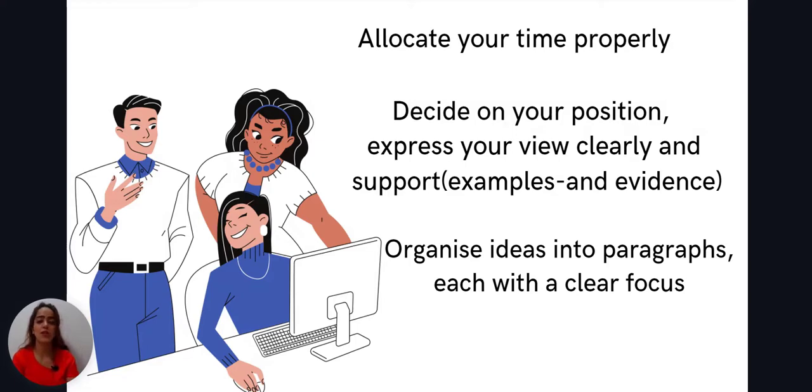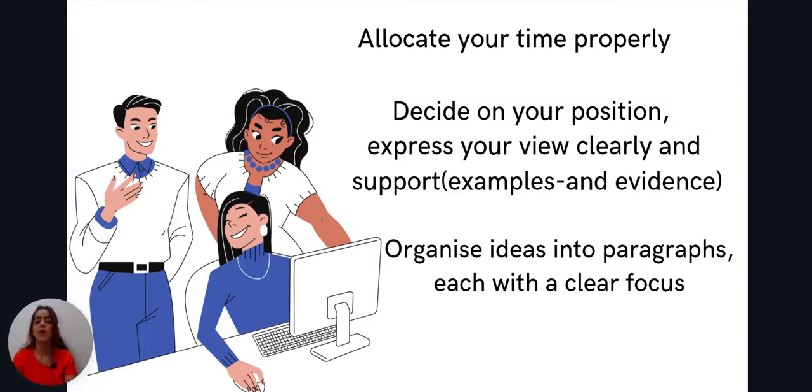Decide on your position, express your view clearly, and support with examples and evidence. Each of the items that is written here is very important, because if I cannot see your position in your essay, you're going to lose marks. If I cannot see your view clearly throughout the whole essay, you are going to be penalized. And if you explain something not that fully or clearly, by giving examples or by supporting different kinds of ideas, you're going to lose marks as well.